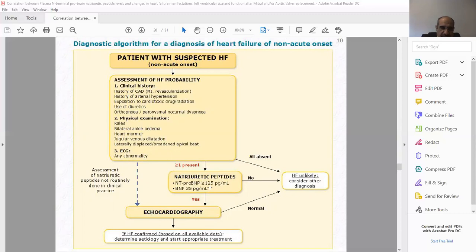But natriuretic peptide now is an essential step in the diagnosis, even before the echo, because you can rule out many heart failure cases from this step. So if the NT-proBNP or the BNP is extremely low, you can exclude heart failure by a very high negative predictive value. So heart failure is unlikely if we have extremely low NT-proBNP or BNP. But if it's high, then you can consider heart failure as an etiology. If it's very, very high, then this increases the sensitivity of the test.